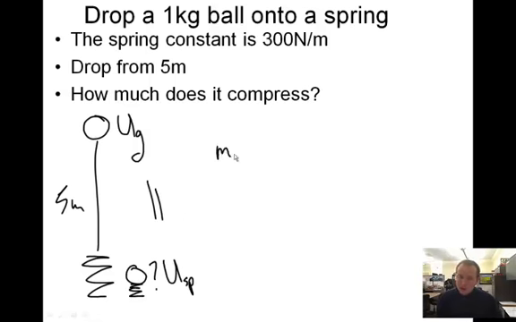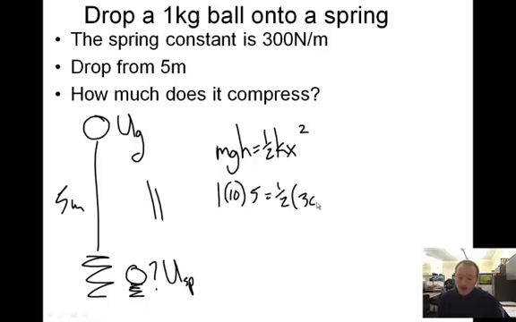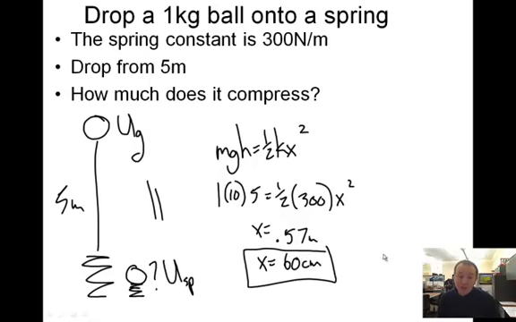So I can say mgh equals 1/2 kx squared. Mass, 1. Gravity, 10. Height, 5. Equals 1/2 k x squared. Solve for x, and you get 0.57 meters. So really 60 centimeters. That's a big stretch. It's pretty cool.